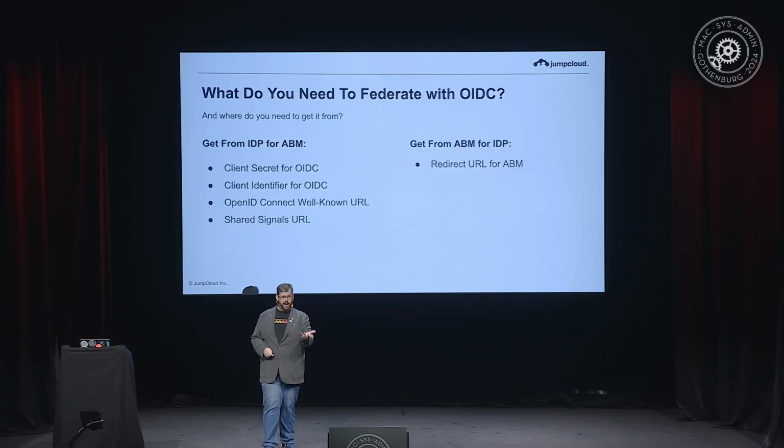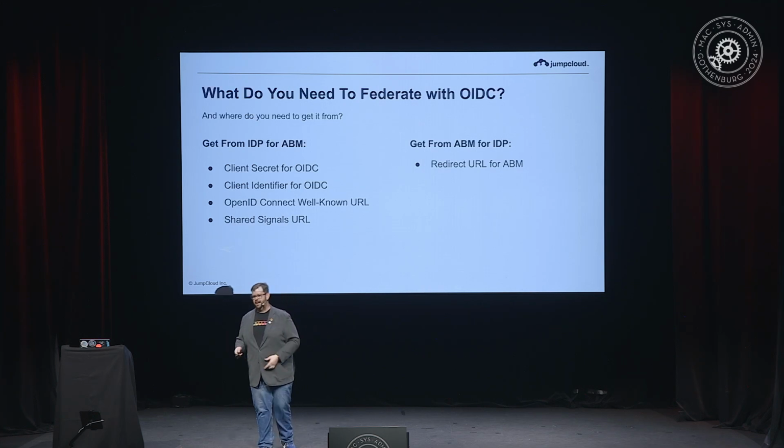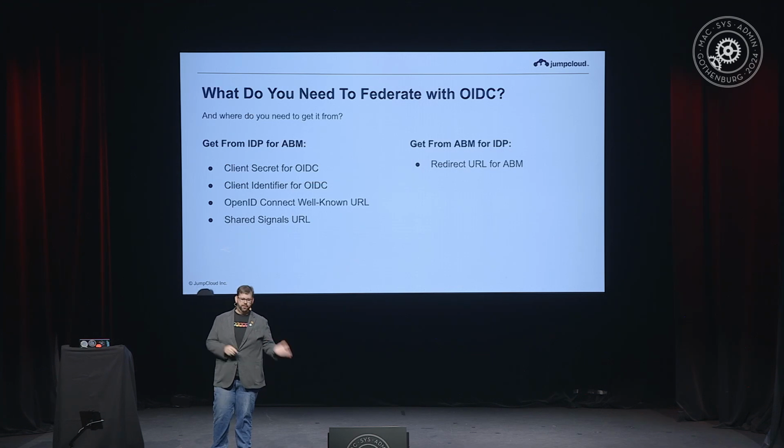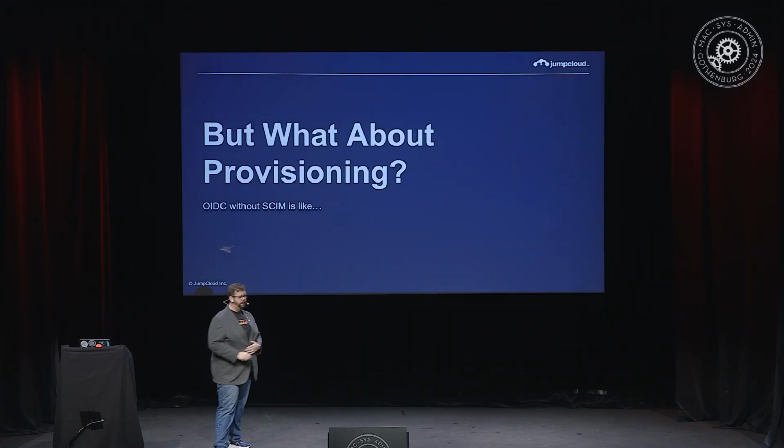So what do you need to federate with OpenID Connect? You need to get some stuff from your IDP for Apple Business Manager. You need to get some stuff from your Apple Business Manager for your IDP. These are a process that every IDP will have to adapt to, and it's pretty straightforward if you've done this before. If you've connected an application to a directory, the steps are pretty common.